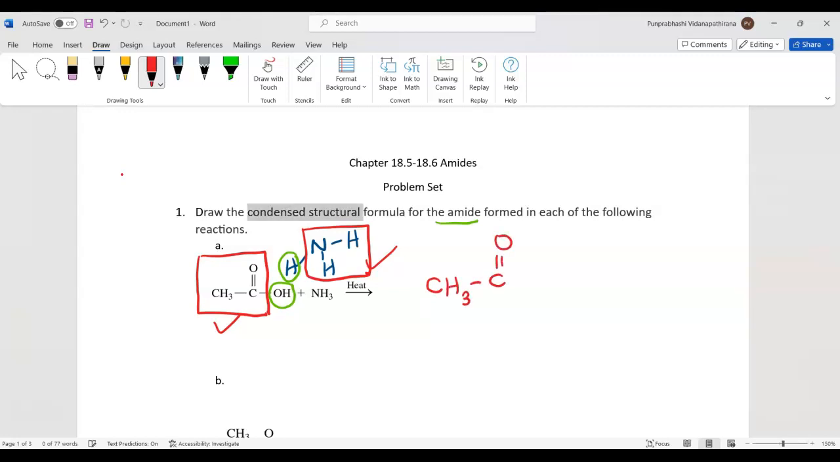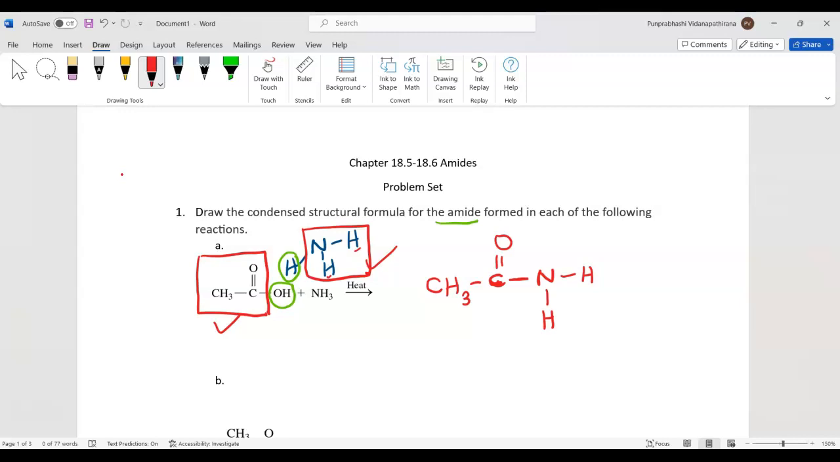And we need to form the amide bond, right? The amide bond is the bond between this carbon, the carbonyl carbon, and nitrogen. Remember that. So this is the new bond that forms, okay? So this nitrogen will attach to the carbon and there are two hydrogens attached to nitrogen. We need to draw that as well. So this is the amide that forms.